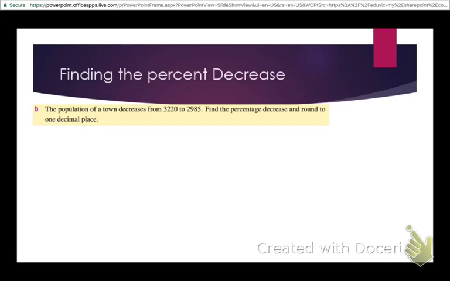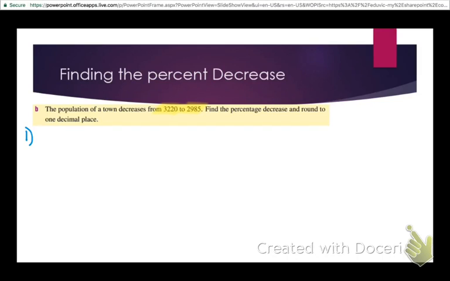Okay, so we've got a question here. The town decreases in size from 3,220 to 2,985 people. Okay, so we're losing people from the town, and who knows why? Possibly a plague of rats has moved in. And we want to first, same deal as before.